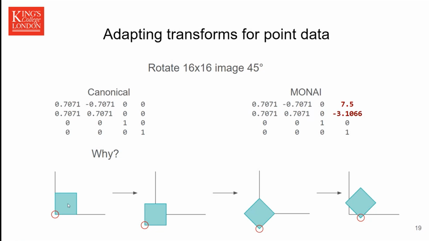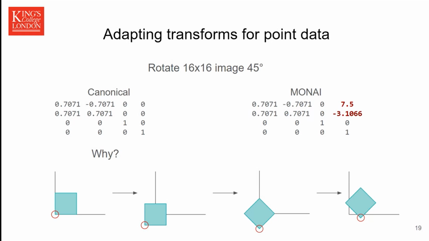So what you have to do when you want to rotate an image, in order to have the expected user behavior, is translate that image so that the center of the image is at the origin. You then rotate the image, and then you untranslate the image back to its original position. And so we can see here with this red circle, our 0,0 gets moved to 7.5, minus 3. So this is why MONAI tensors will output what I would call a non-canonical transform.